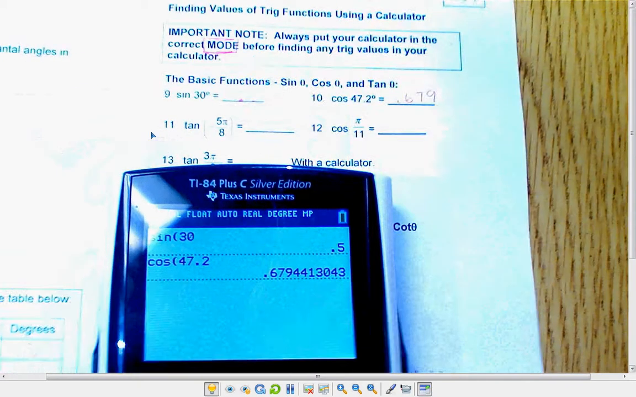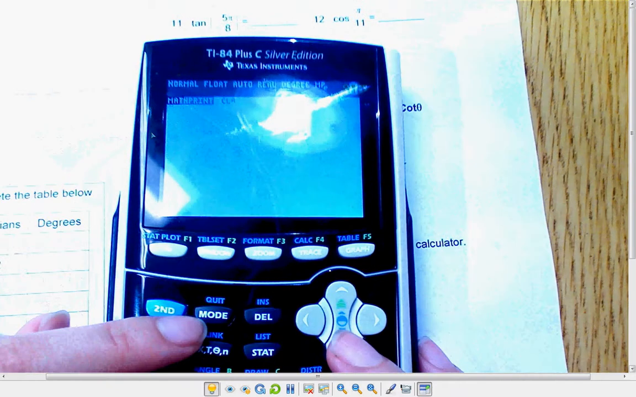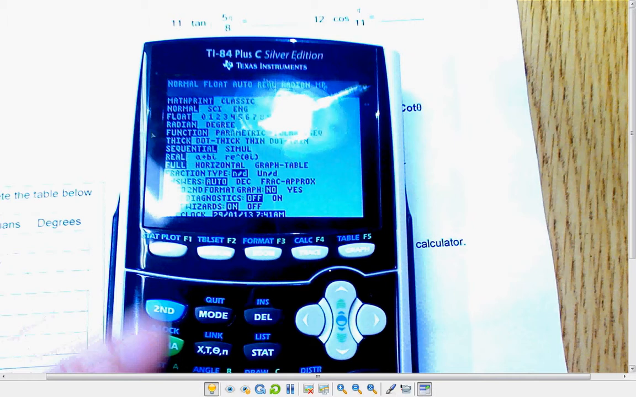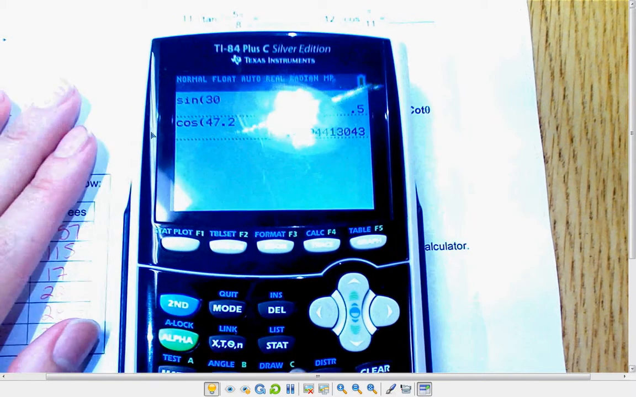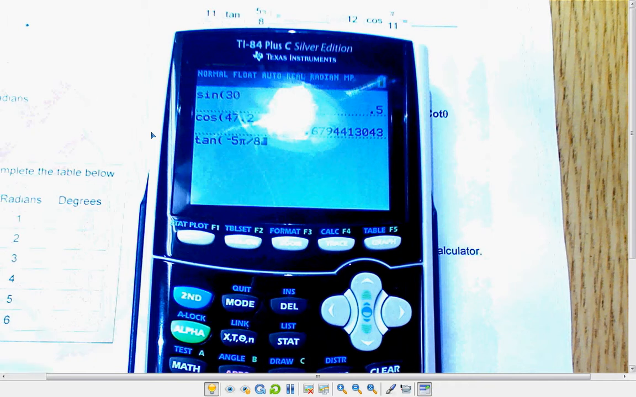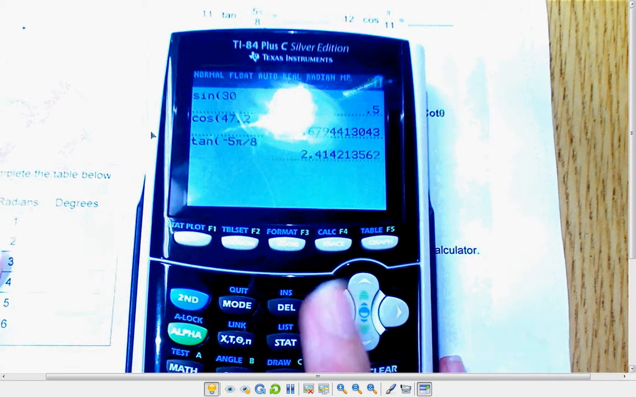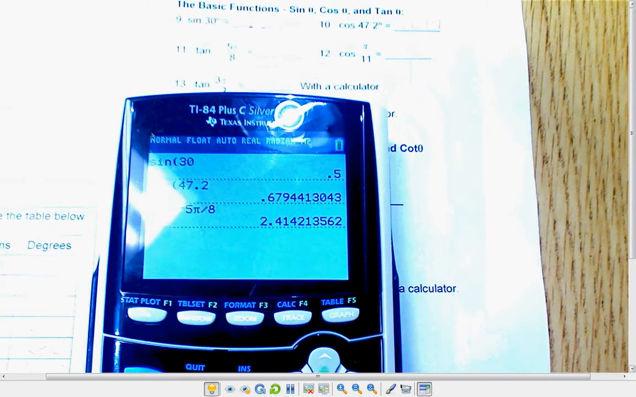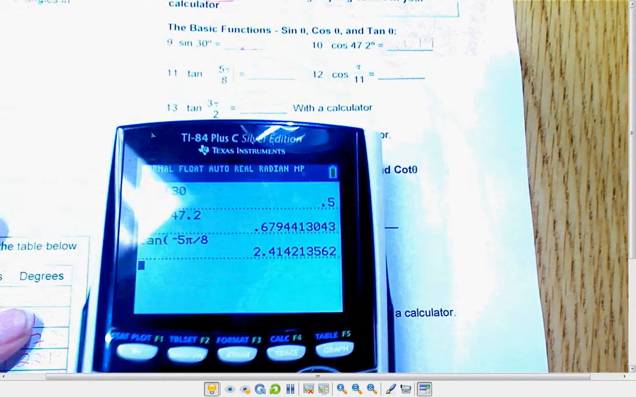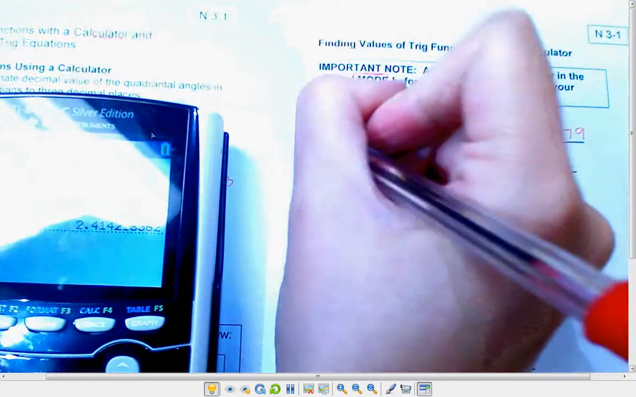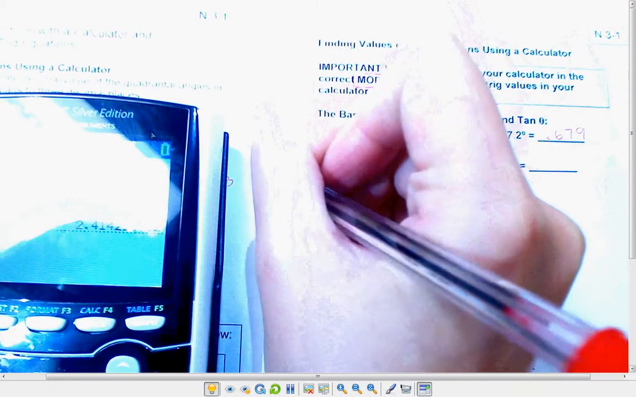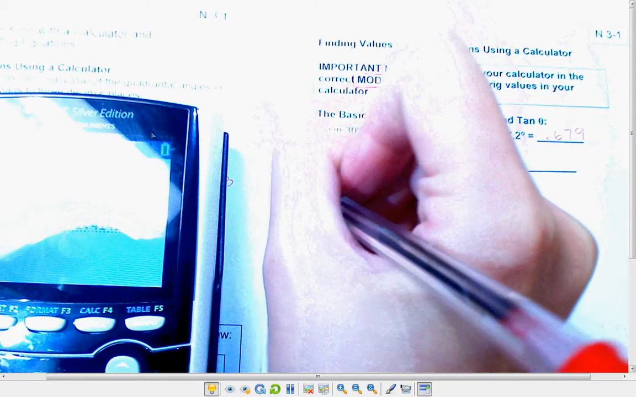So now I'm going to go back to mode and change my calculator so that it's radians. Second quit again. Go to tangent, and now I'm typing in -5 pi divided by 8. And that gives me 2.414. Okay, so be really careful. So this is degree mode. And this one is radian mode.